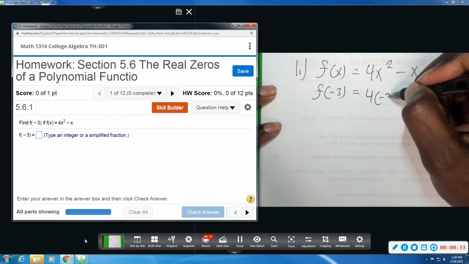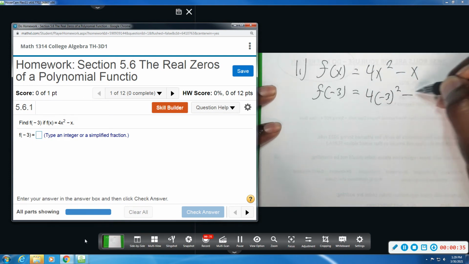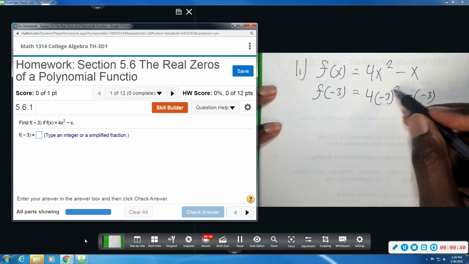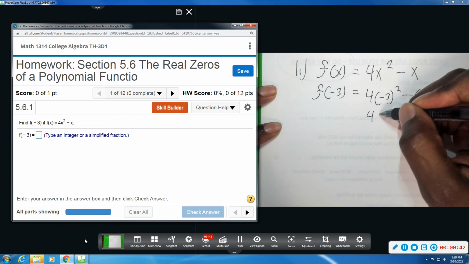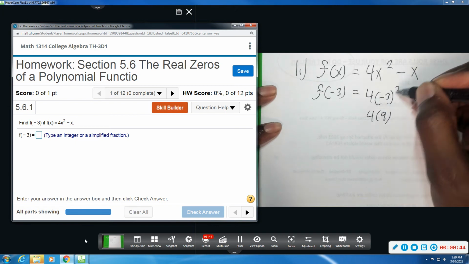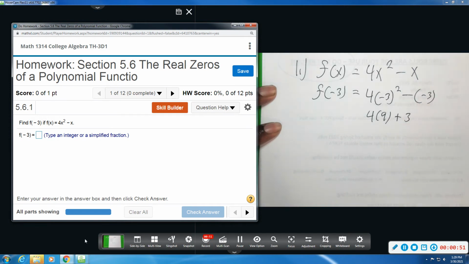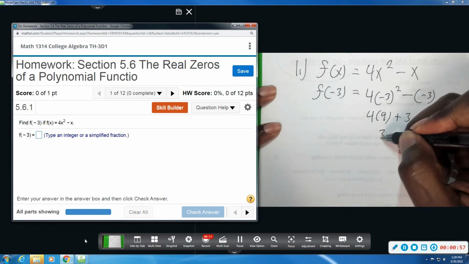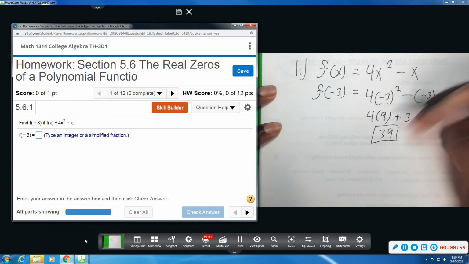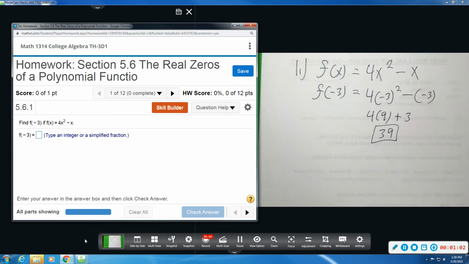That is 4 times negative 3 squared minus negative 3. All right, so evaluating, we get 4 times 9, because you square the negative 3. Minus a negative becomes plus 3. So 4 times 9 gives us 36 plus 3, which will give us 39. So when x is negative 3, y is 39.